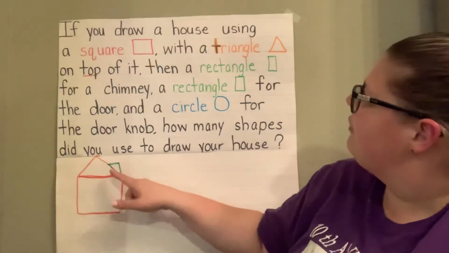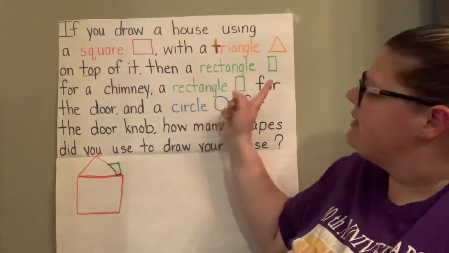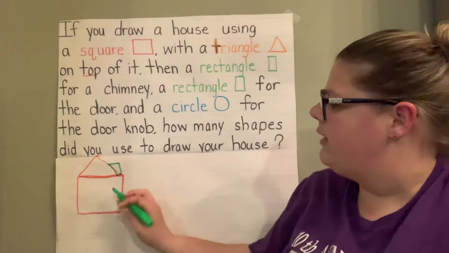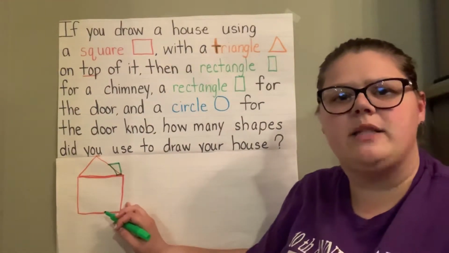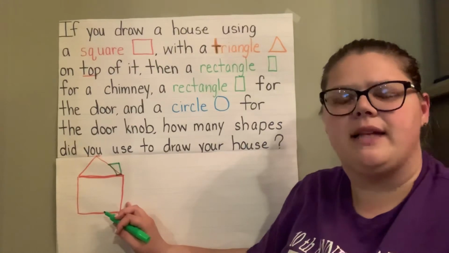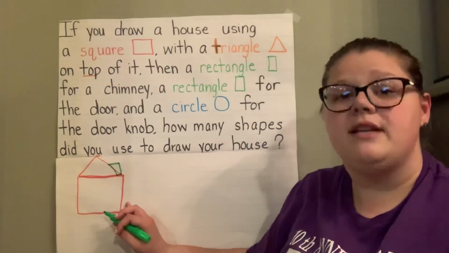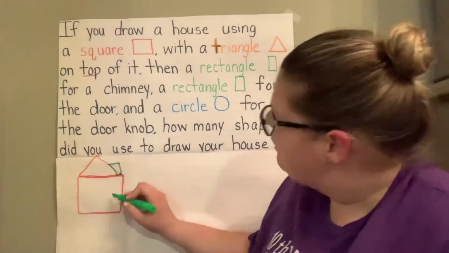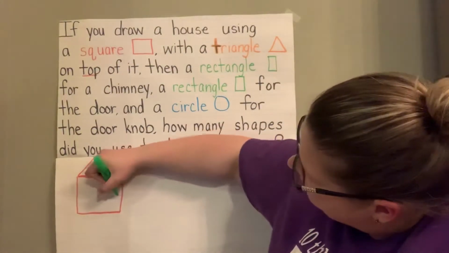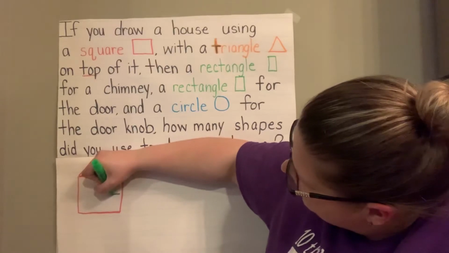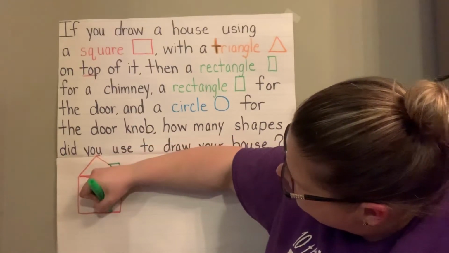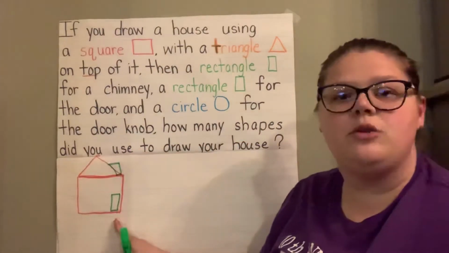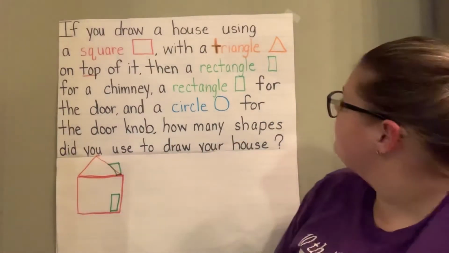So a rectangle for the chimney, a rectangle for the door. Let's draw the door. Another rectangle. So should my sides be the same or different sizes? Different. Good. 2 should be short and 2 should be long. So I'm going to draw a rectangle for a door. So short line, long line, short line, long line. And there's my door, a rectangle.